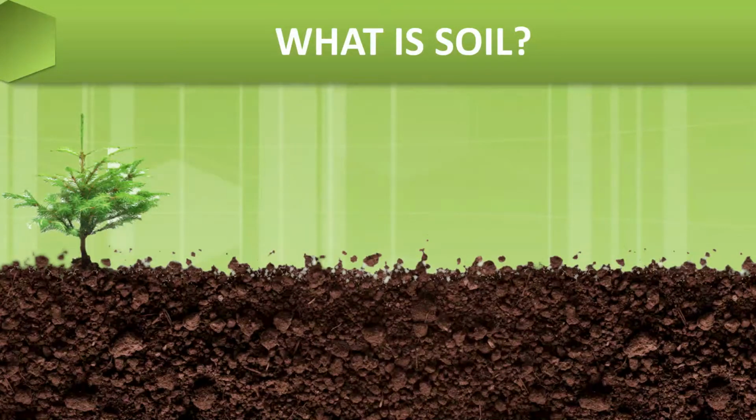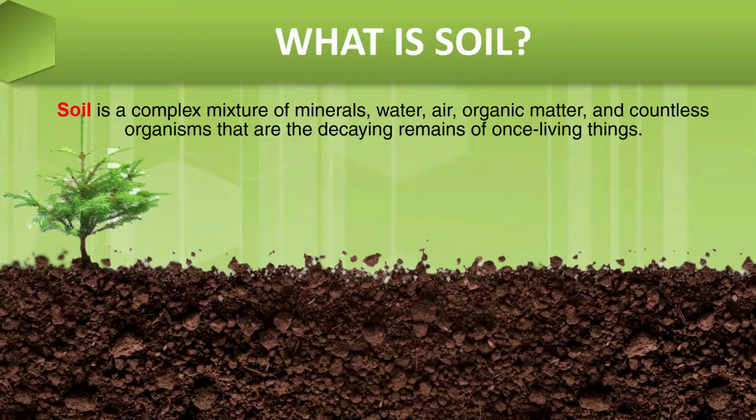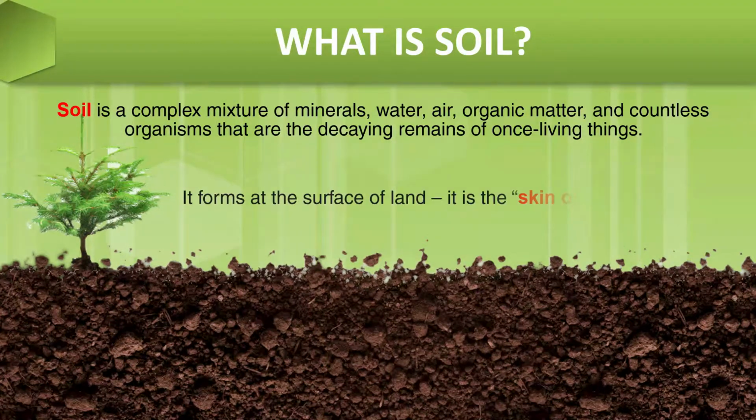The soil is a complex mixture of minerals, water, air, and organic matter. Organic matter means mainly dead parts of living things and countless organisms like ants or different kinds of insects. They are dead, the decaying remains of once living things. Soil forms the surface of land. It's like the skin of the earth. Like you remember from the earth layers, the outermost one was the crust, and on the surface of the crust is soil.